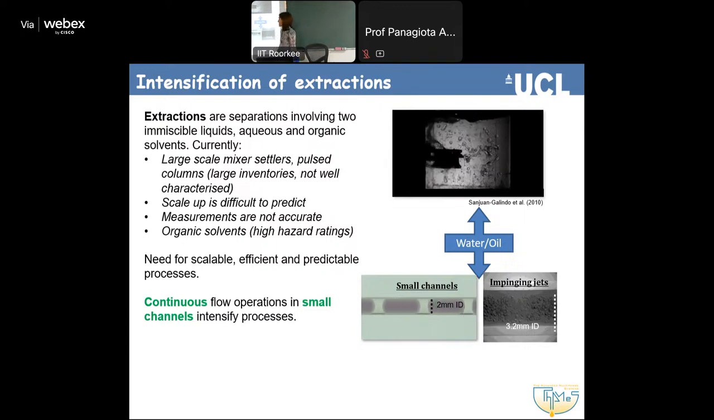So the suggestion is that we move from this type of equipment or processes to this type of process in small channels, which operate continuously as well. Again, for those with some chemical engineering background, we are going from a batch approach to something that is continuous. So we will be using our small channels, with all the properties we have been discussing in previous days, to now do our extractions.